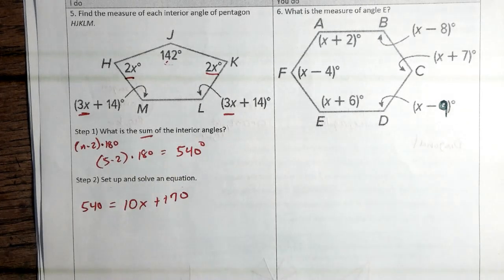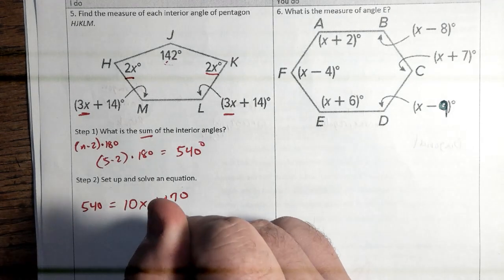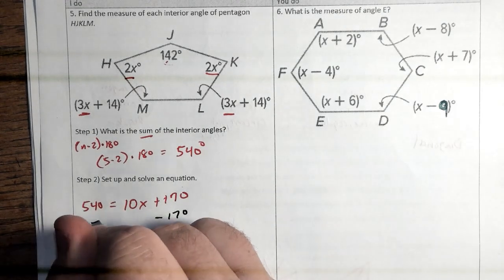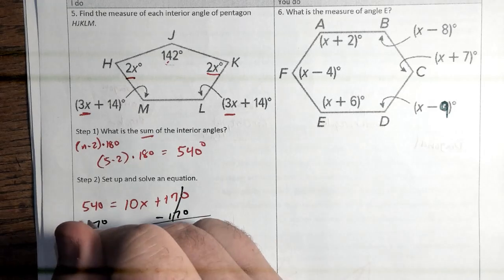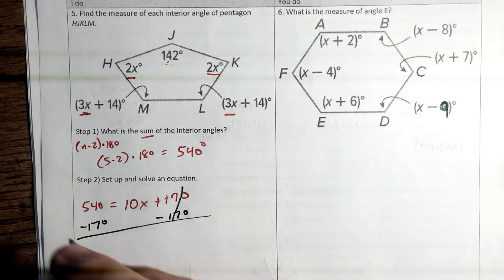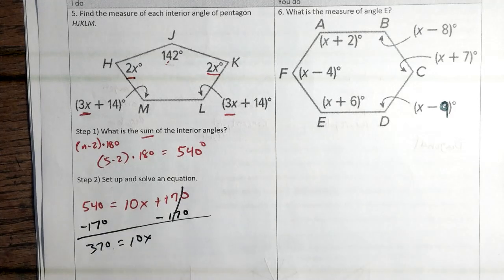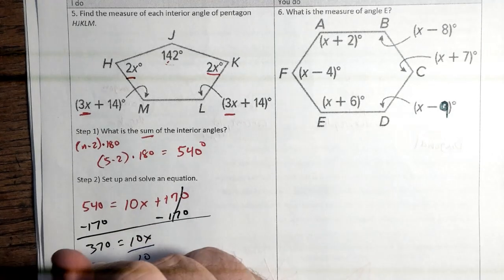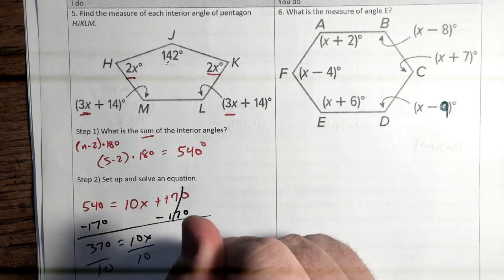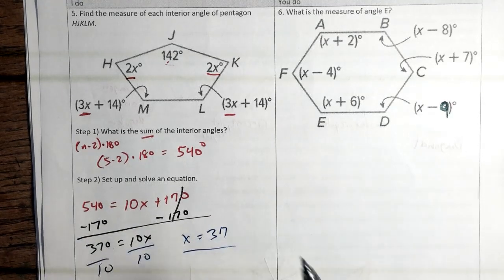So now it's a little easier to see. We'll subtract the 170 from both sides. It's going to give us 370. So 10x is equal to 370. Divide both sides by 10. X is going to equal 37.